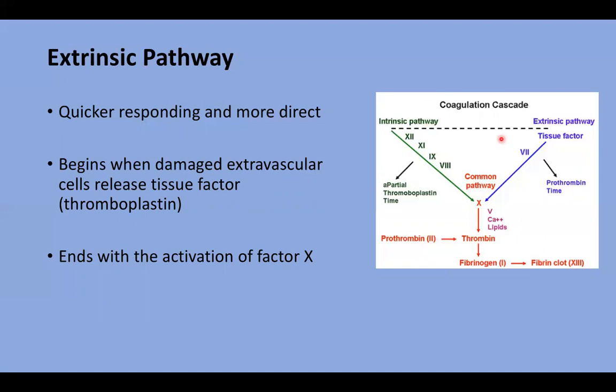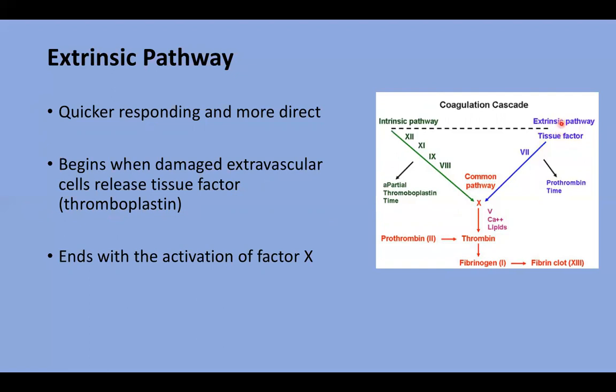But all right, so the extrinsic pathway is going to be triggered by external damage. It is a quicker responding pathway, and it's more direct. It begins with damaged extravascular cells, and these damaged extravascular cells are going to release a chemical that's called the tissue factor. Now, there is another name for the tissue factor. It's called thromboplastin. Let's just go with tissue factor. It's easier to remember and a whole lot easier to pronounce than thromboplastin, okay?